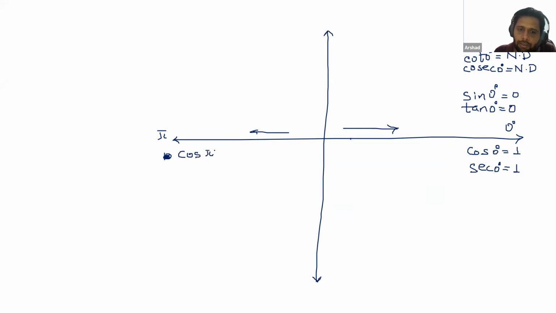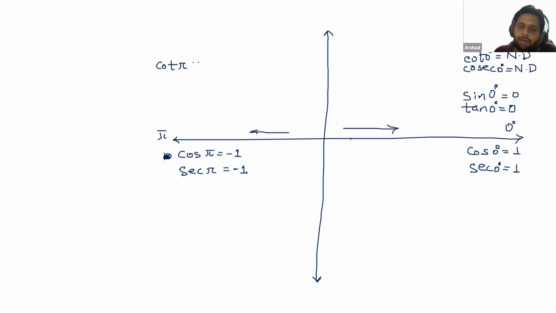Cos pi is equal to minus 1. And you have here sec pi, which is also equal to minus 1. So cos and sec will be negative. Remember in this way, on the right side, you have cos 0 and sec 0 as 1. On the left side, you have cos pi and sec pi as minus 1. Now, here, the rest of the values remain the same.